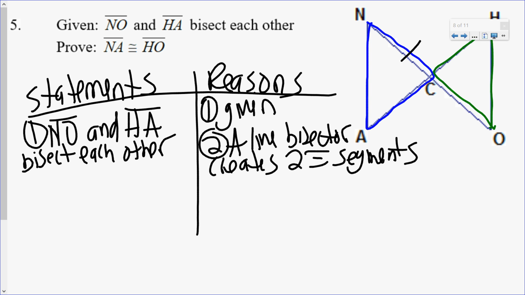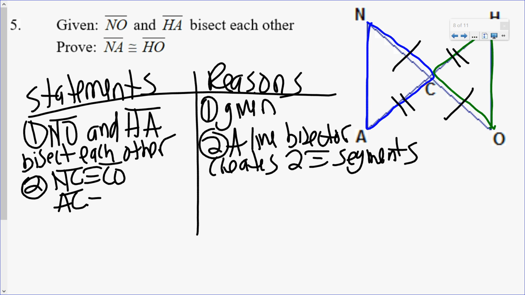So if NO is bisected, NC is congruent to CO, and HA is bisected, so AC is congruent to CH. All right, I have two pairs of things congruent. Bisect each other is great because I get two things out of it. I need three. I have no more givens. So I move on to my additional tools.